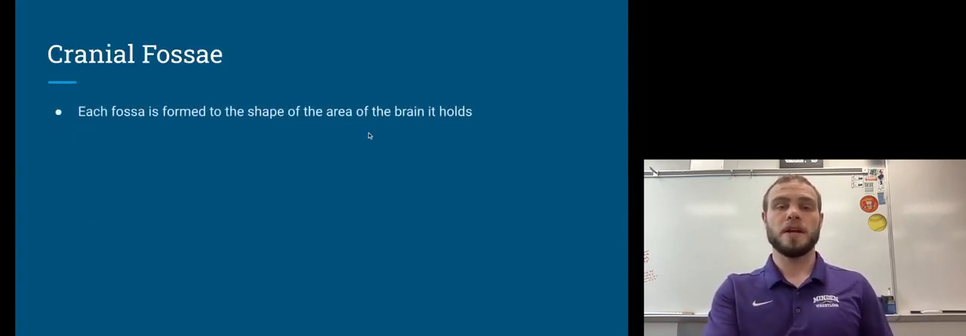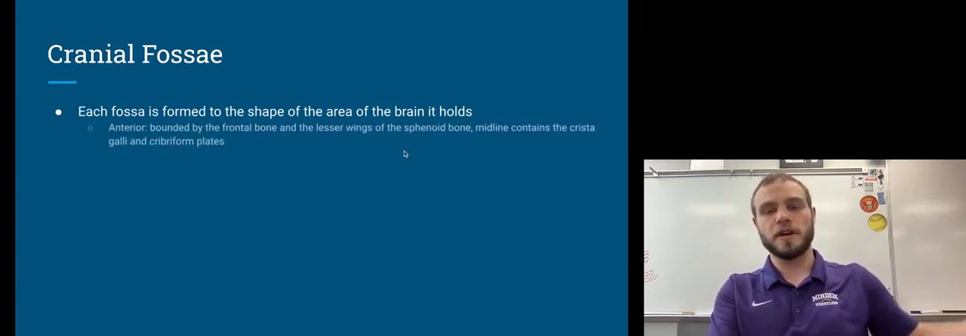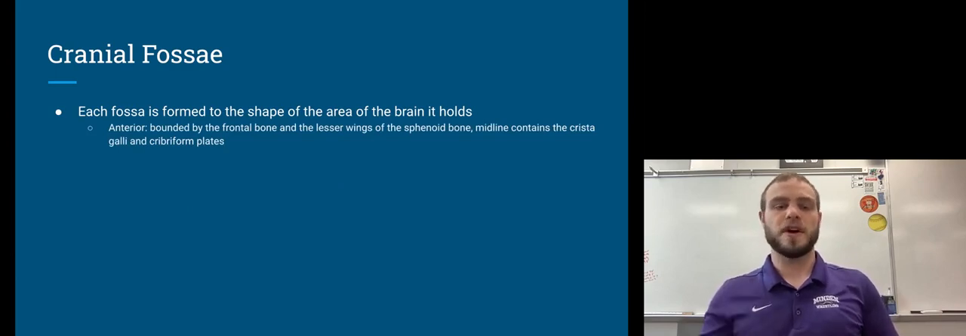This is part C. A lot of this video is going to be talking more in depth on the cranial fossae. Each fossa is going to be formed to the shape of the area of the brain that it holds. We took a look at the fossae in an earlier video, and you saw where the anterior, middle, and posterior fossae were, and the general areas of the brain that they were holding.